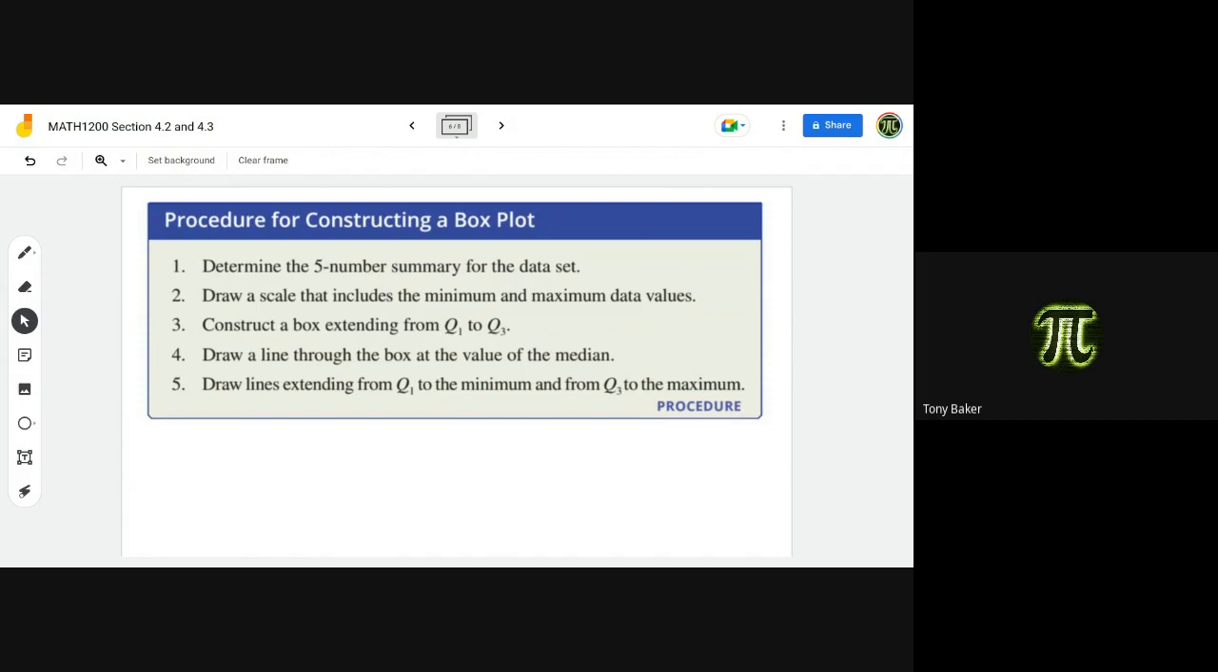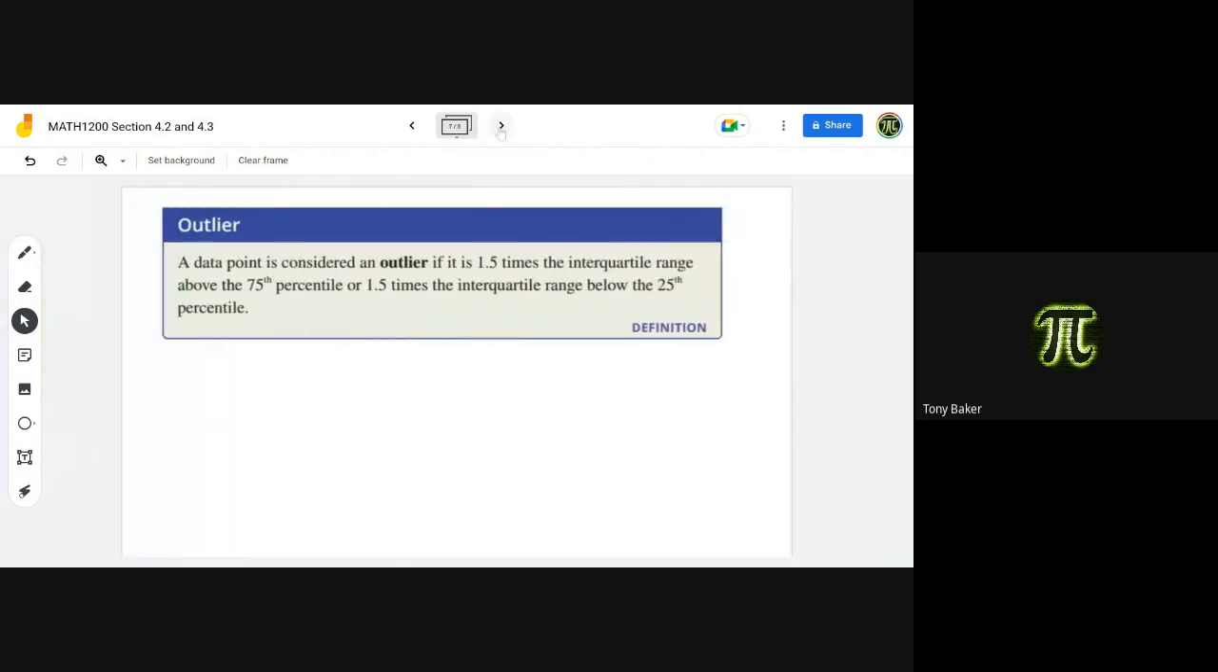This is why sometimes I'm not liking this book, because they talked about outliers, but then they didn't give you a definition of what an outlier is. There's an exact definition of an outlier. An outlier is 1.5 times the interquartile range. Okay.